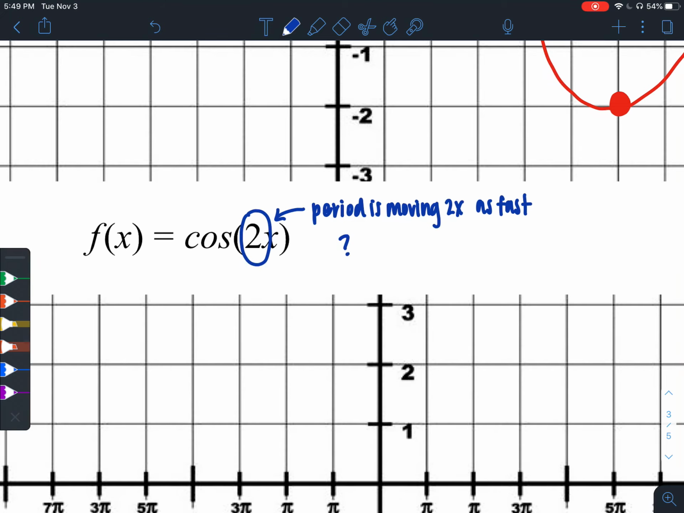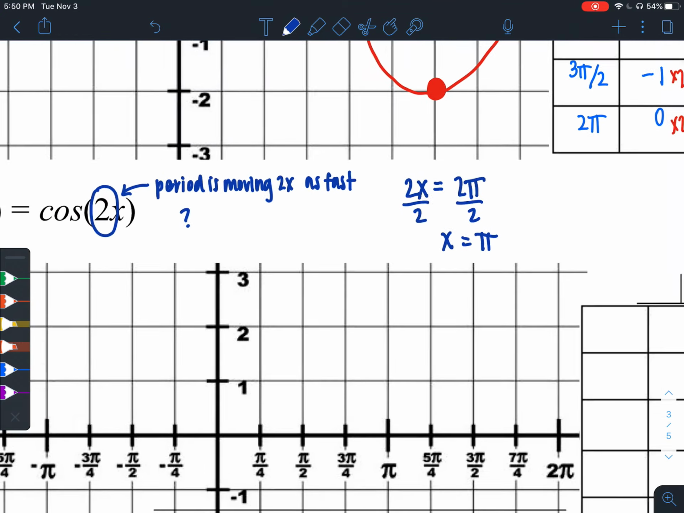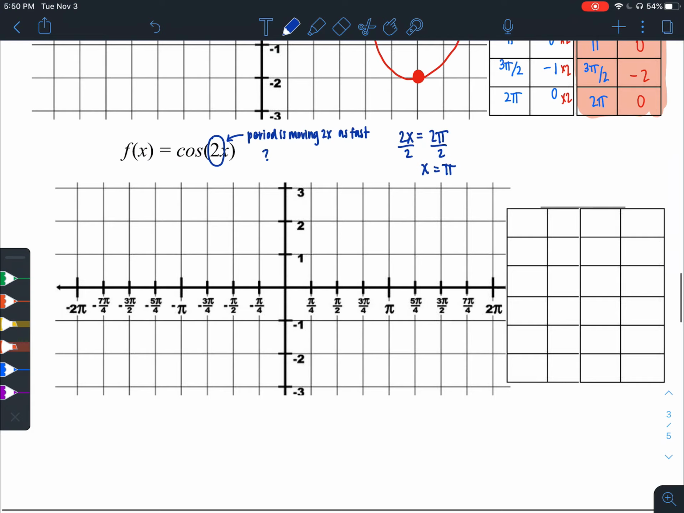So if our period is moving twice as fast, we can set this up as an equation. If I have 2x is equal to my 2 pi, and I divide by 2, then my period is now getting done in pi. Okay, but let's look at this algebraically rather than just trusting Miss B.